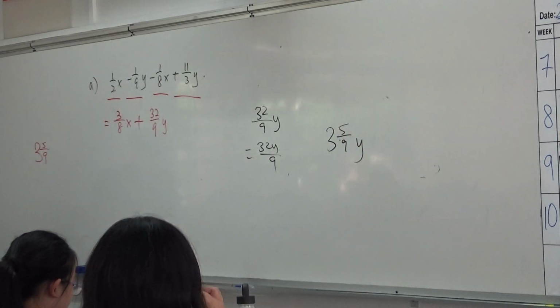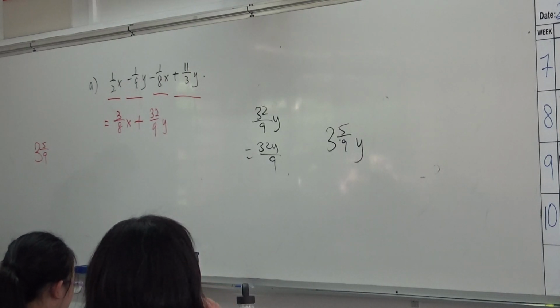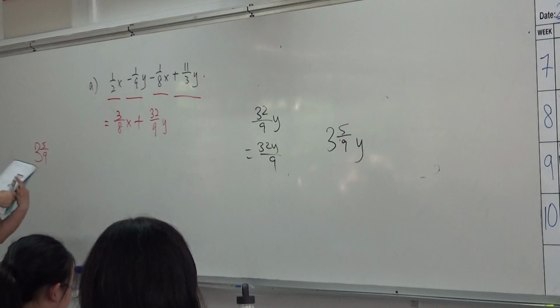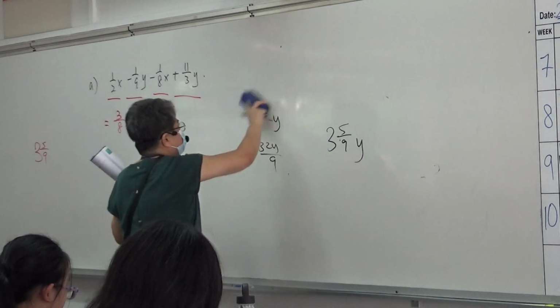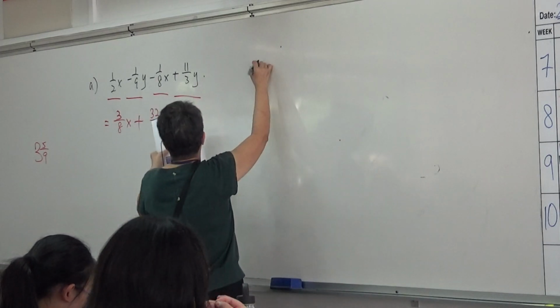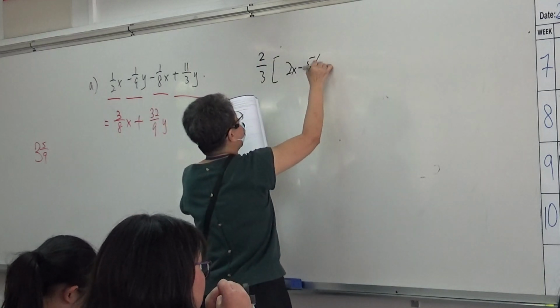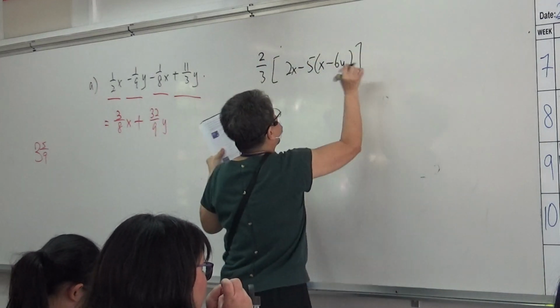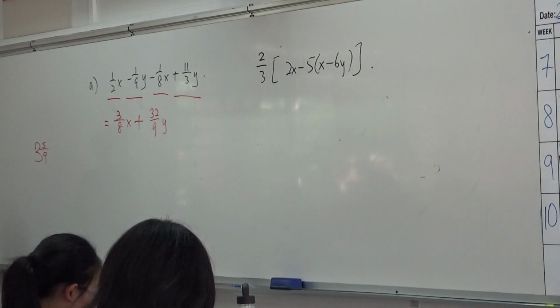So that is your A. Now, next, I'm moving on to B. All of you look up now. This one is slightly more difficult. Can you see there's a mixture of fraction and whole number?